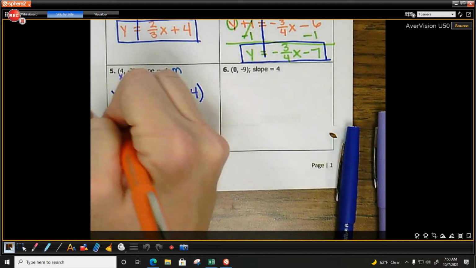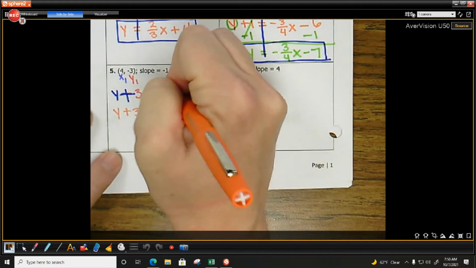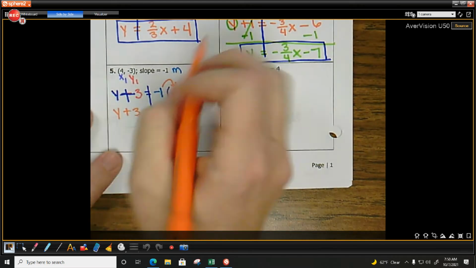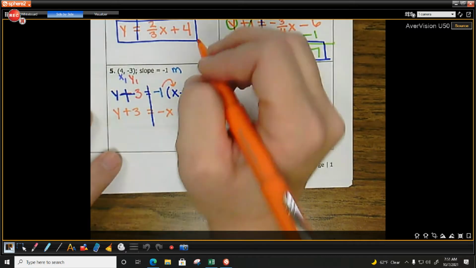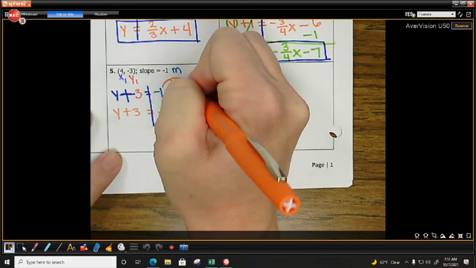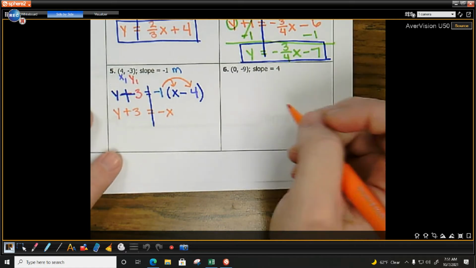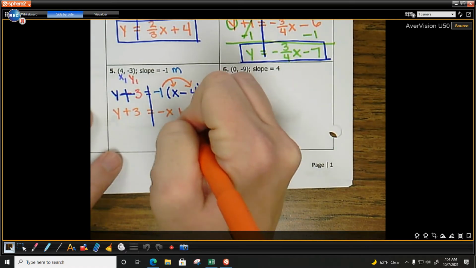Okay, so I'm going to drop down my y plus 3. I need to distribute on the right-hand side. When I do a -1 times x, do you need to keep the 1? No, so I'm just going to write -x. Is it wrong if you put -1x? No, I saw probably half of y'all put -1x, half of y'all put -x. Both work perfectly. A -1 times a -4 is +4.